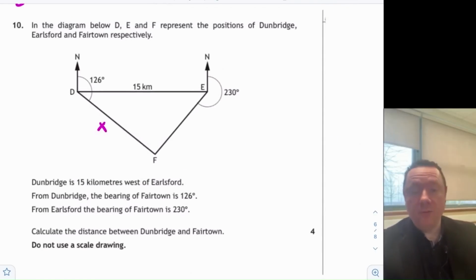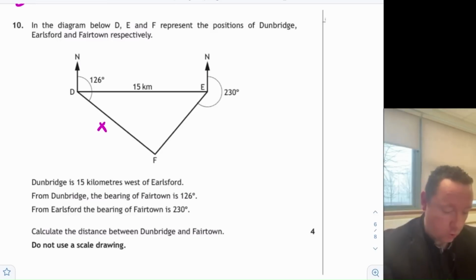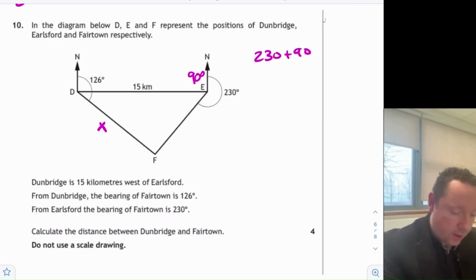No other information given. So again, the strategy is the same as before. We're trying to find angles inside the triangle, so we can use the sine rule or the cosine rule. Let's just start on this bit here. You've got north and east. That's clearly a right angle, so I can write 90 degrees. And then angles around a point add up to 360. So I can do 230 plus 90, which is 320, giving me 360 minus 320, which is 40 degrees. I can put 40 degrees inside this triangle there.